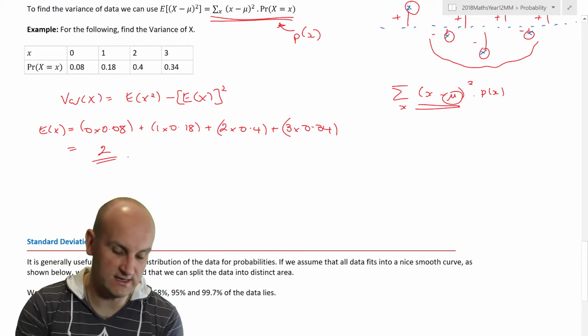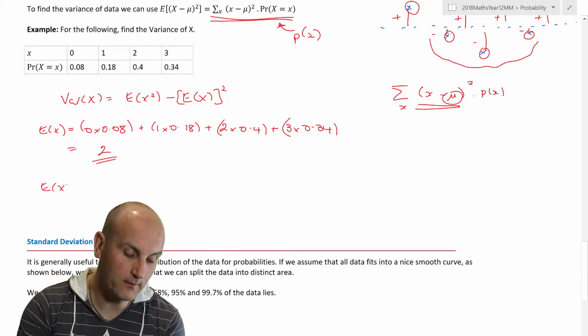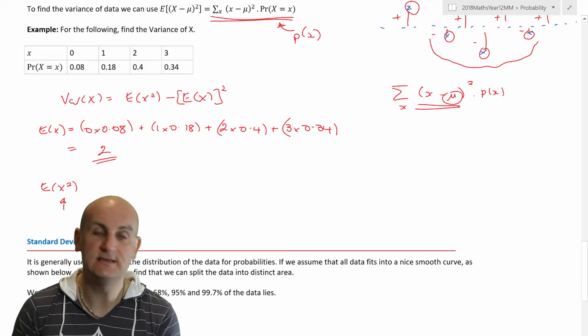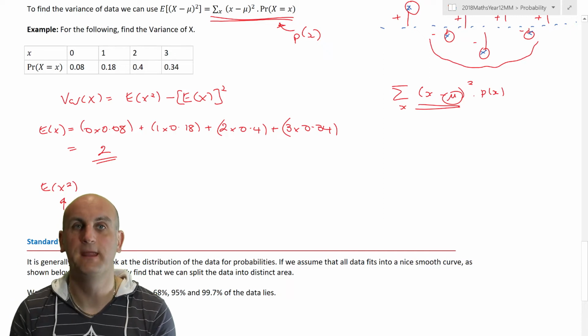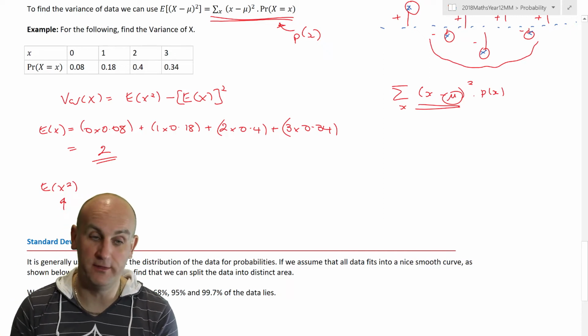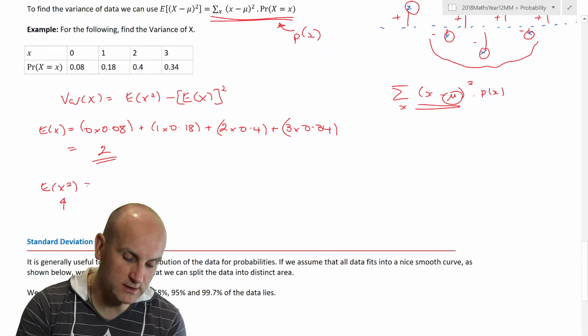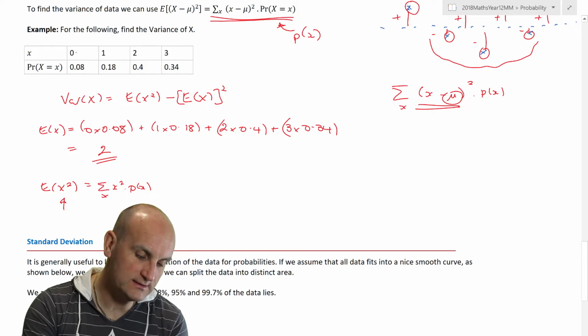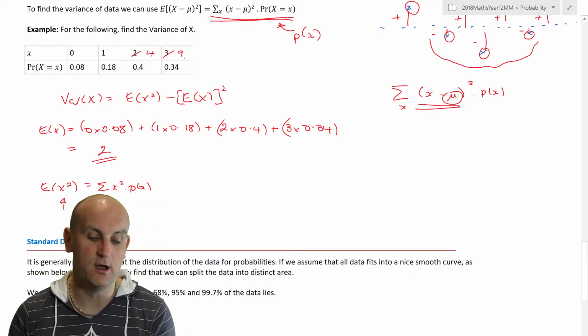How do I find my E of x squared? Well, going back to that theory we did a moment ago, remember, whatever's inside here tells you to add another row onto that table, square all the values, and multiply those. So just to highlight again, that's the sum of all x of x squared times p of x. So I'm going to do 0, 1, I'm going to write that as 4, and that one is 9.